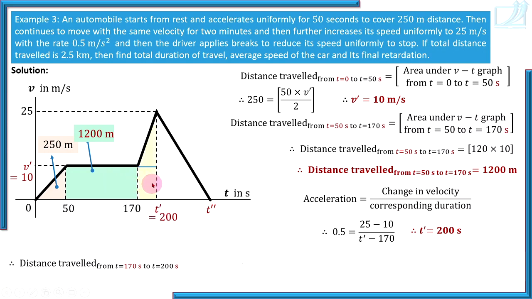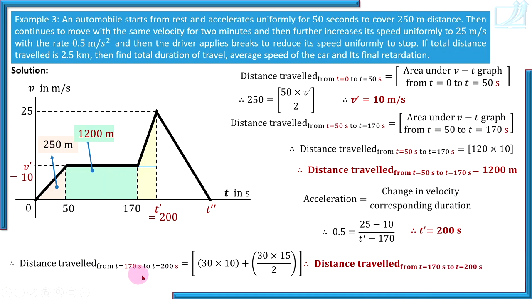It is a combination of a rectangle and a triangle. So rectangular area 30 into 10. Base is 30 and height 10. Height means velocity. It is 10. So 30 into 10, plus this triangular area, base is 30 and height is 15. Listen, it is 10 to 25 means it is total 15, that is height of this triangular portion. So 30 into 15 by 2. So this is how we have found out distance travelled in these 30 seconds, 525 meters.